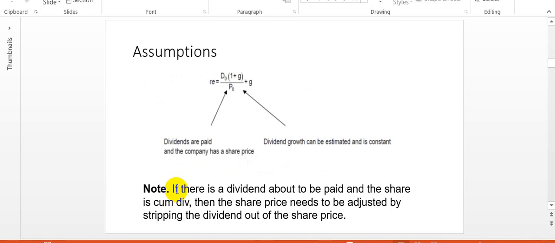Some assumptions of the dividend growth model. It assumes that dividends are paid and the company has a share price. It also assumes that dividend growth can be estimated and is constant. So these assumptions could also be asked as some of the weaknesses of the dividend growth model formula, because then it cannot be used for those companies which do not have a share price.